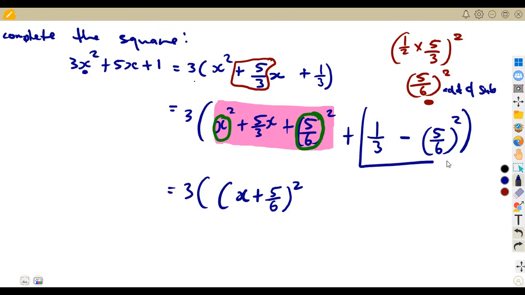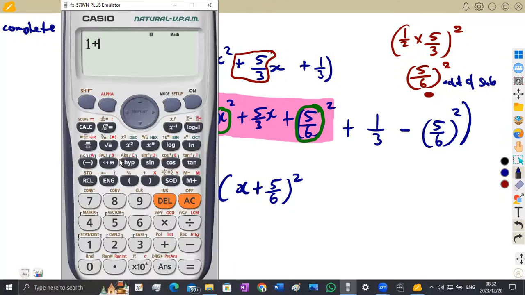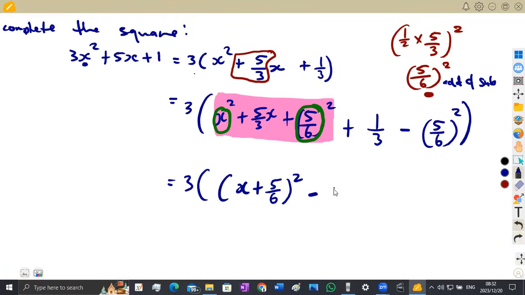So what is left is this expression to be combined together. All right, so there we can just use our calculator for the simplification. Let's try and see. That's 1 over 3. Then minus 5 over 6 squared. So you're going to subtract 5 over 6 squared. So if we square this, that will be negative 13 over 36. So you're going to obtain negative 13 over 36 like this.